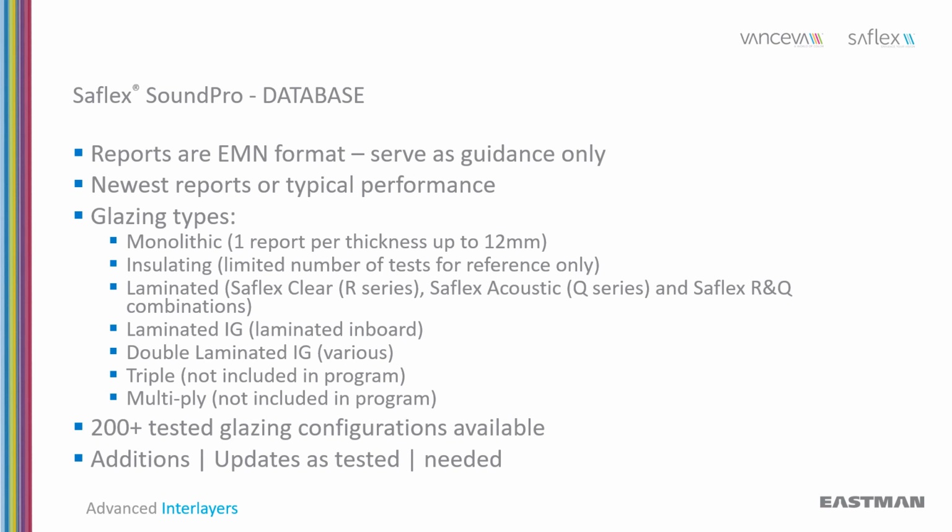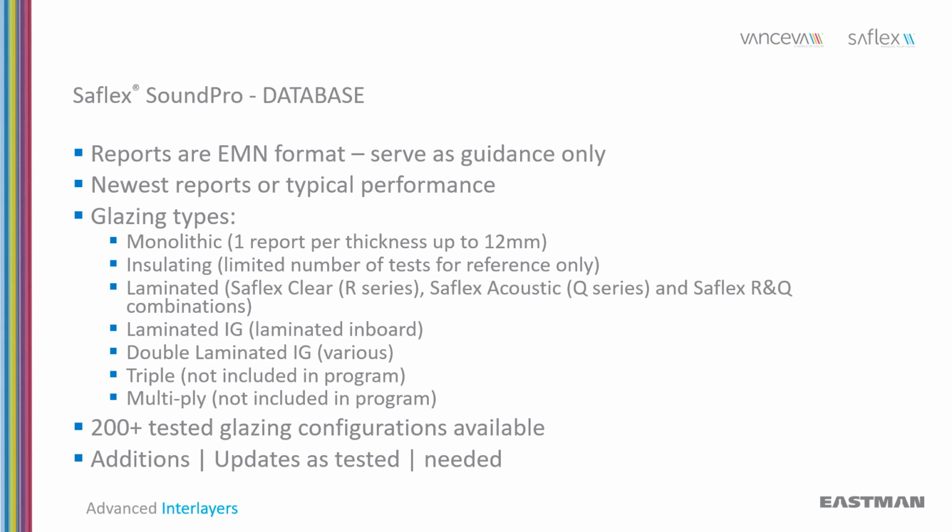We have laminated insulating glass units. The laminate is always modeled to the inboard for consistency. And we have double laminated insulating glass units with various constructions including different thicknesses of glasses on either side of the airspace and different interlayer configurations.